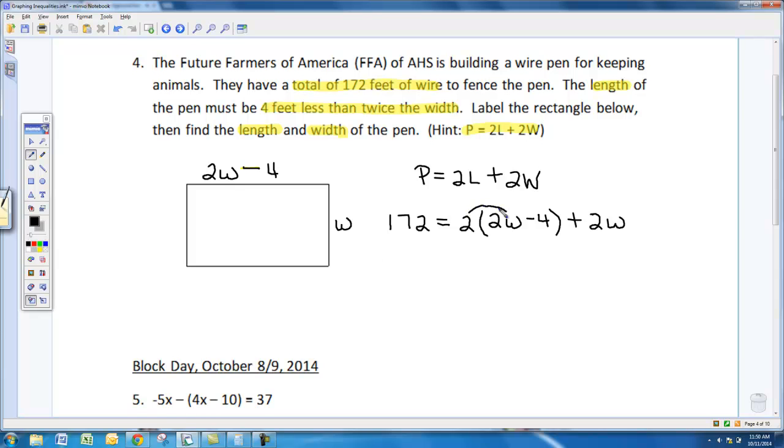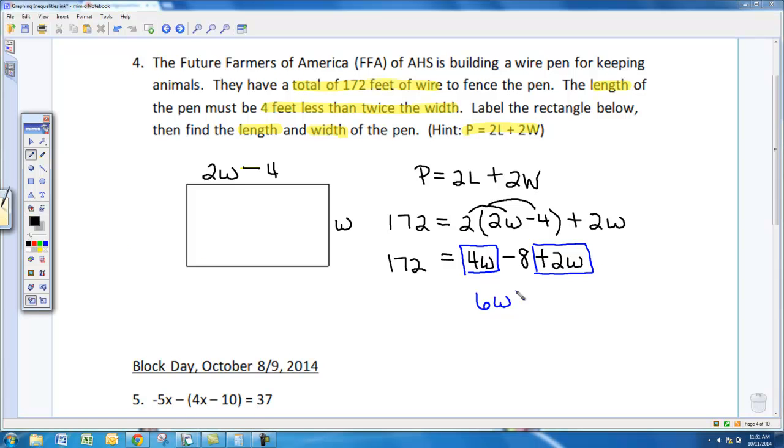So first step to simplify is to distribute. 2 times 2W is 4W. 2 times negative 4 is negative 8. Bring down the 2W. Bring down the 172. Now we'll combine our like terms together. 4W plus 2W is 6W. Bring down the negative 8.